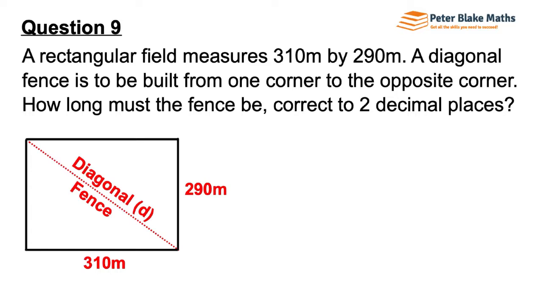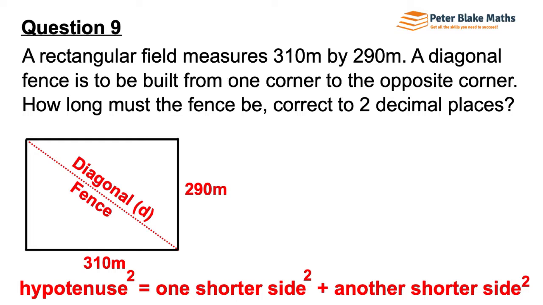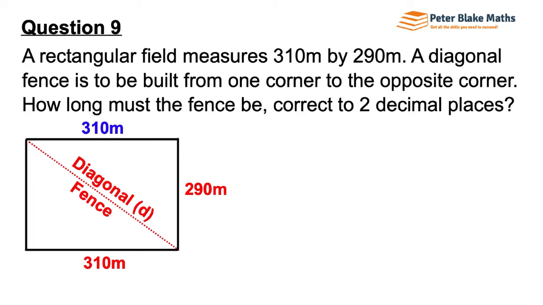Here's a field. It's got 310 across one side, 290 across another, and we need to find the length of a diagonal fence between the two corners there. So you can see there's a bit of a right angle triangle. We'll use the fact that for rectangles, opposite sides are equal. So let's think of the top horizontal there as being 310 as well, and we'll set up a Pythagoras situation.